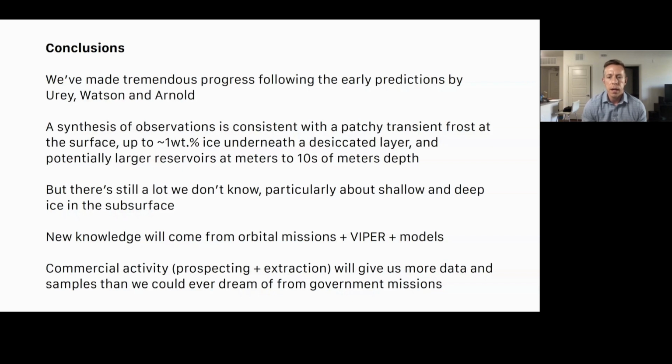And then, of course, I think it's good to have robust modeling efforts in the background as well. And I think commercial activity, so prospecting and extraction, will give us more data and samples than we could ever dream of from government missions alone. With that, I will wrap up, and I'd be happy to take any questions or look in the chat if there's not enough time. Thanks.